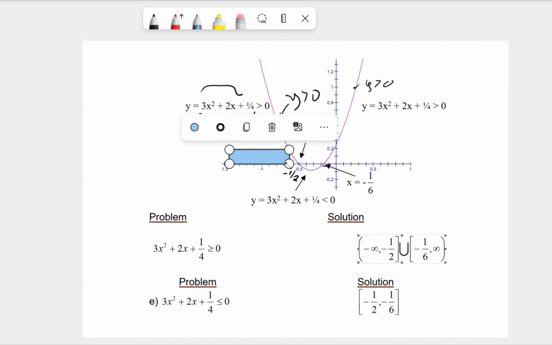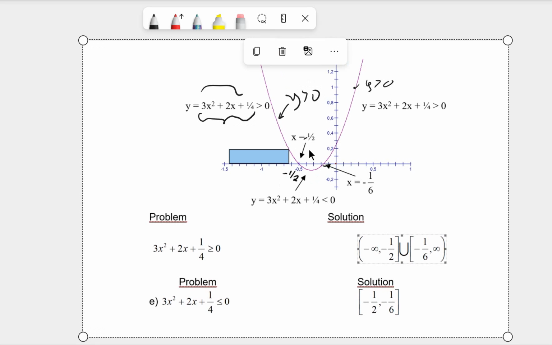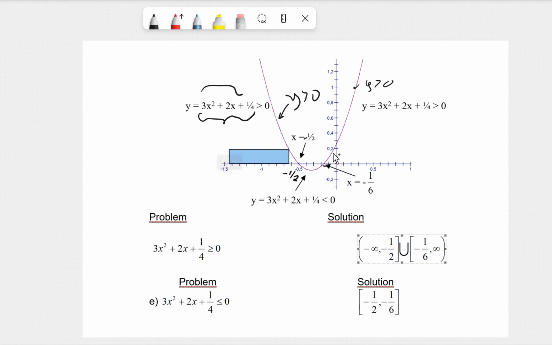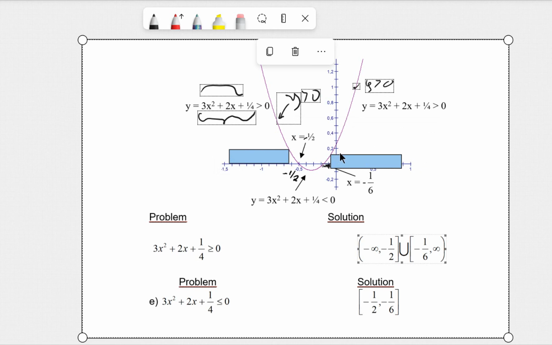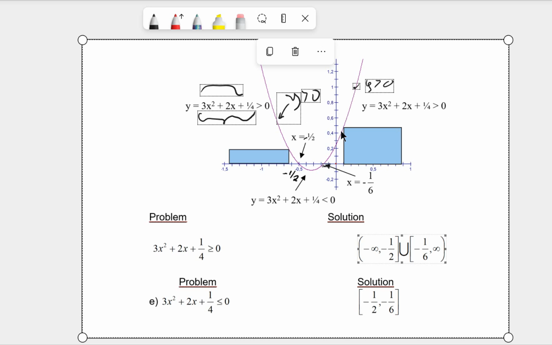Even here, for those x, y is greater than 0. All these x to the left of minus 1/2 are such that 3x squared plus 2x plus 1/4 is greater than 0. And the same happens on the other side. For all these x, the y is greater than 0, as you can see, moving like that.